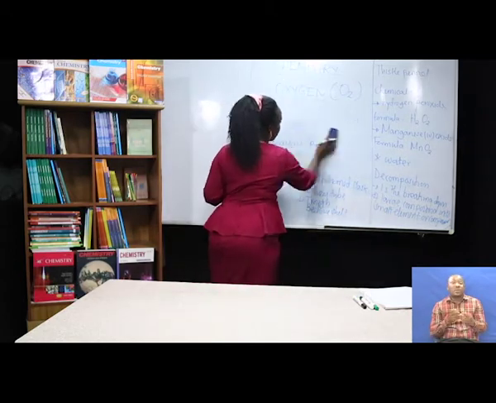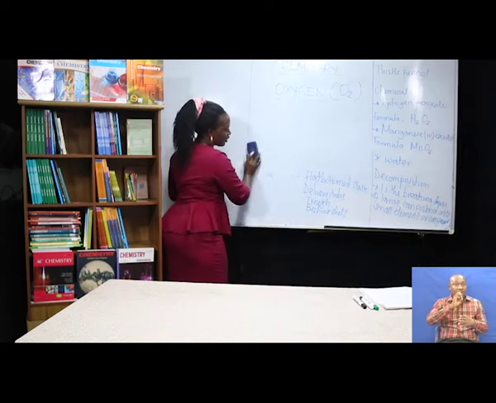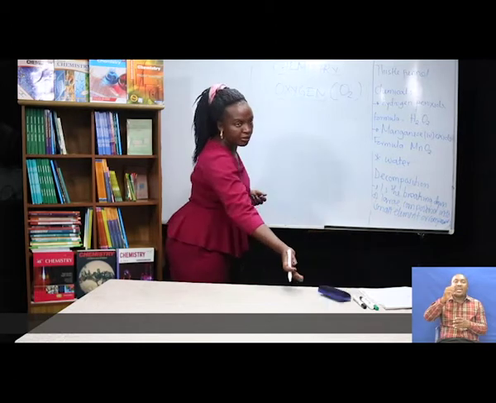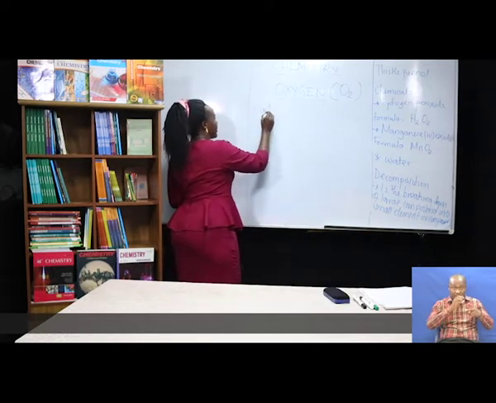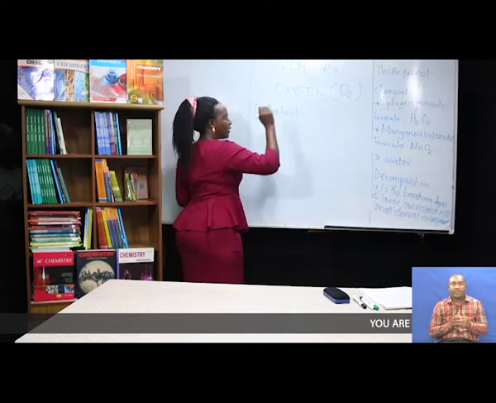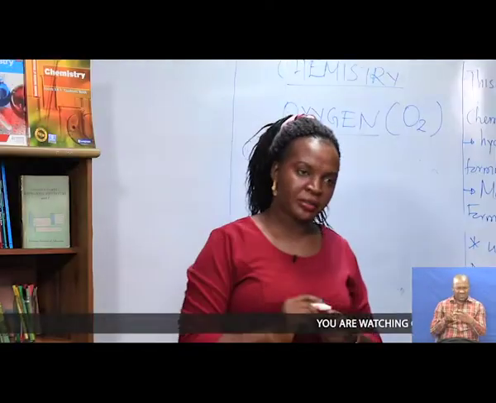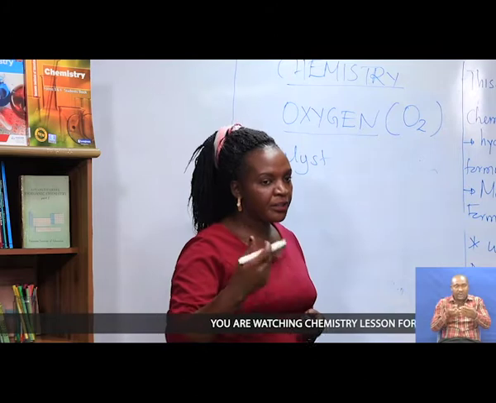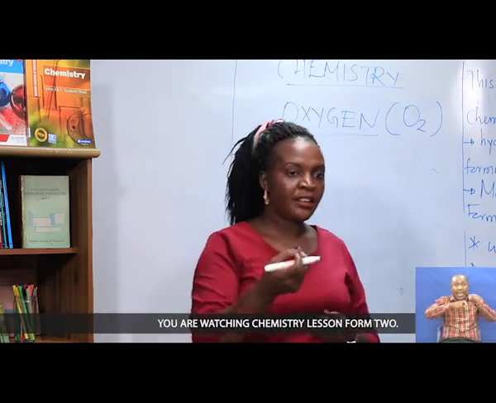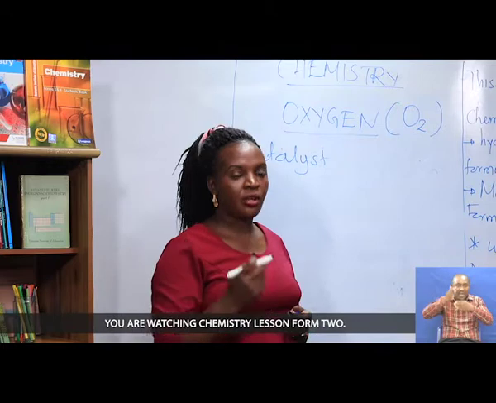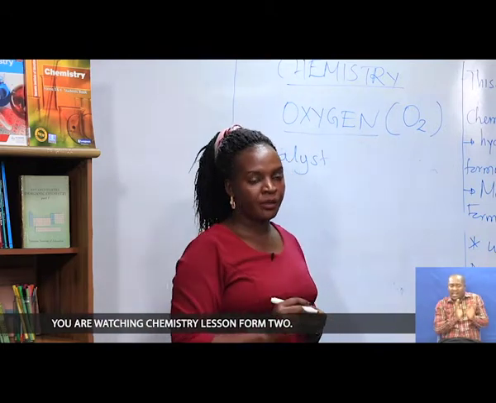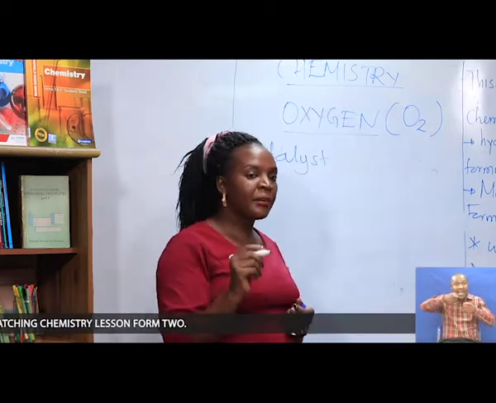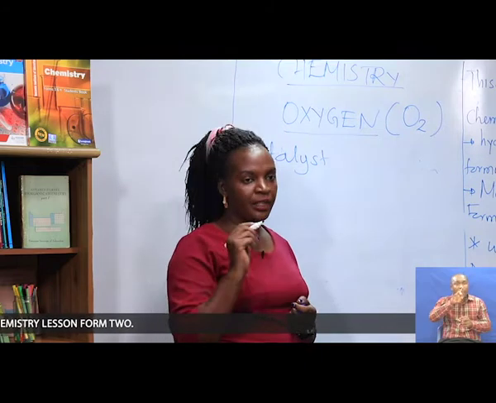The other terminology that you are going to encounter is known as catalyst. The question is, what is a catalyst? A catalyst is a chemical compound which speeds up the rate of chemical reaction. At the end of the reaction, it will remain unchanged. So by definition, it is a chemical compound which speeds up the rate of chemical reaction, but it remains chemically unchanged at the end of the reaction.